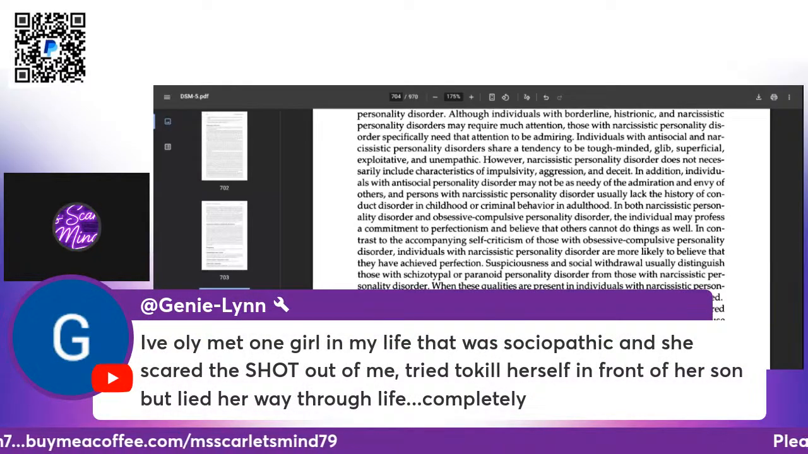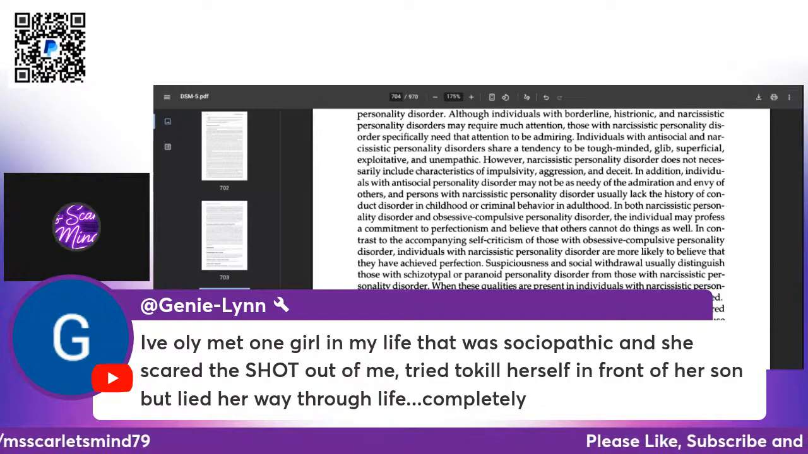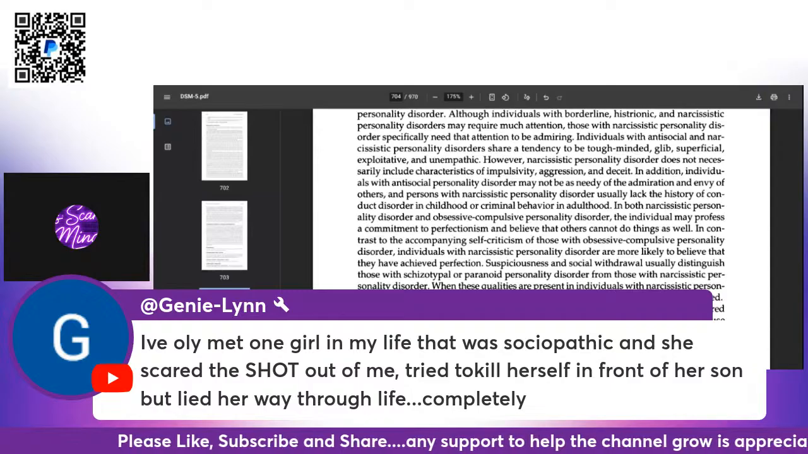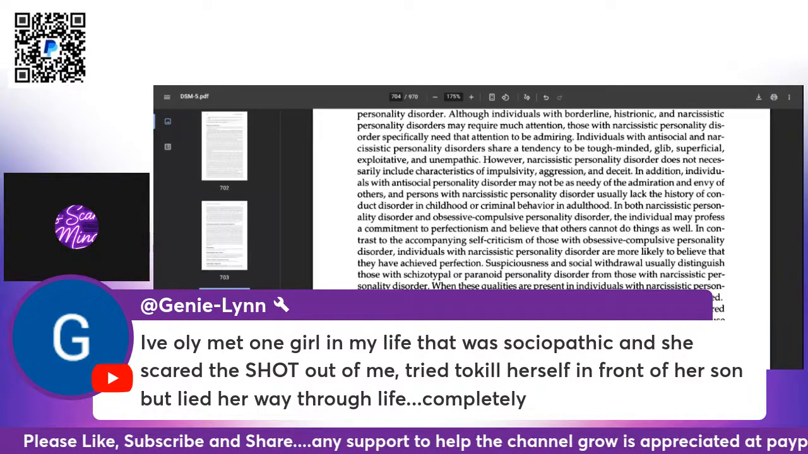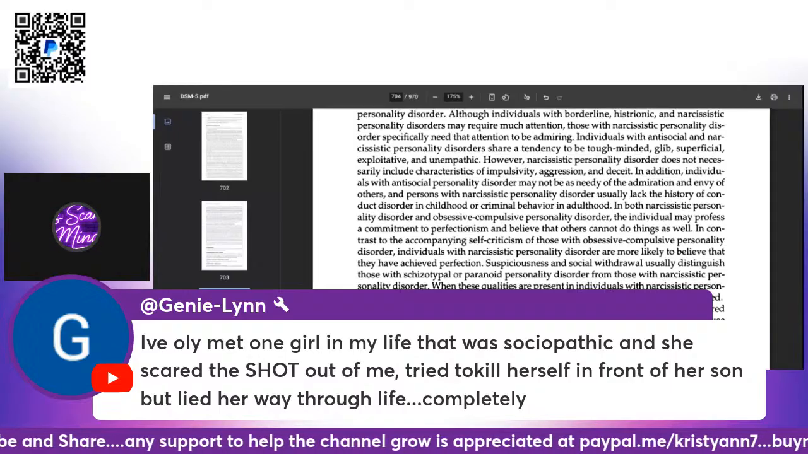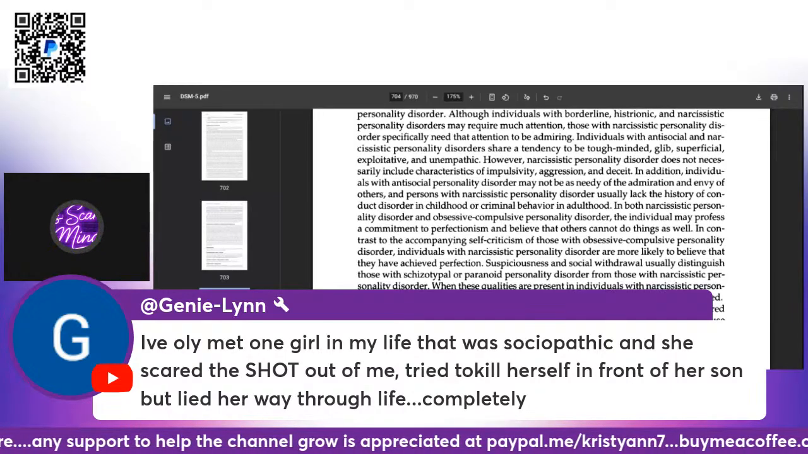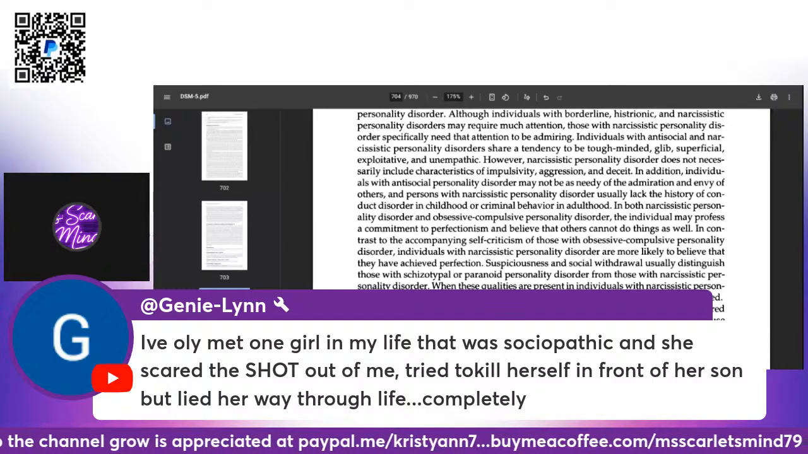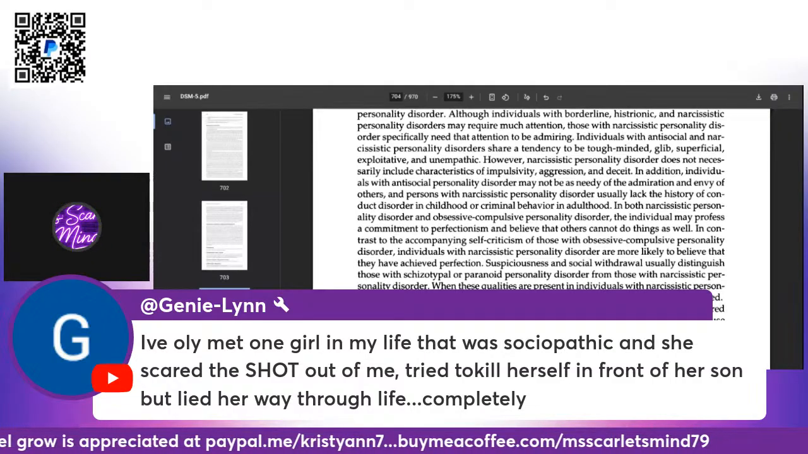Only met one girl in my life that was a sociopath, and she scared the shit out of me. Tried to off herself in front of her son, but lied her way through life completely. Oh God, that's horrible. See, stuff like that scares me, when kids are involved. That's why I can't do the court stuff that involves kids. I just can't.